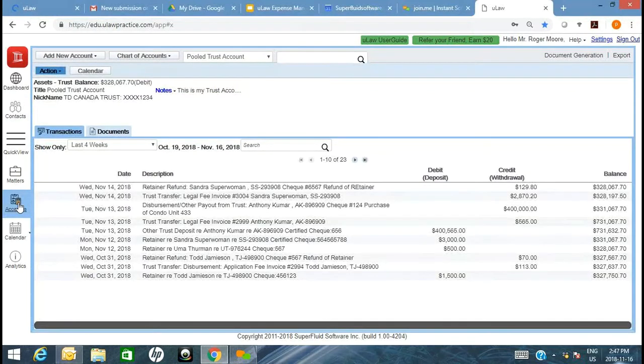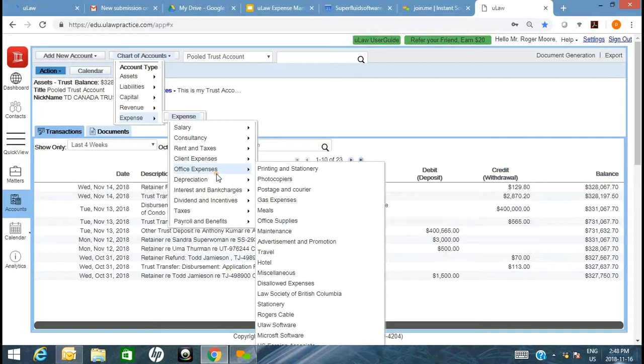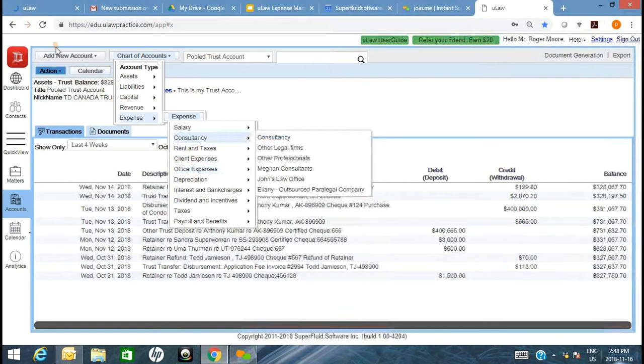So let's jump into the case of how we would enter office expenses, just using uLaw as an example. Legal accounting software should give you, very similar to your accounting software, a chart of accounts that allows you to manage your assets, liabilities, capital, revenue, and very importantly, your expenses. So we give you the opportunity to manage office expenses across various categories. So you've got printing, stationery, law society, disallowed expenses, any office supplies, and you can create your own. You can create your own set of categories under these office expenses.